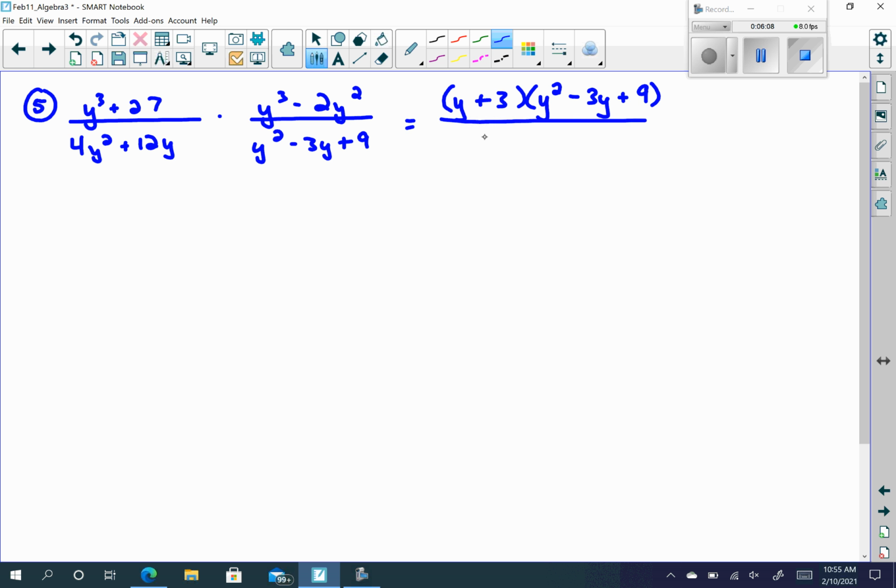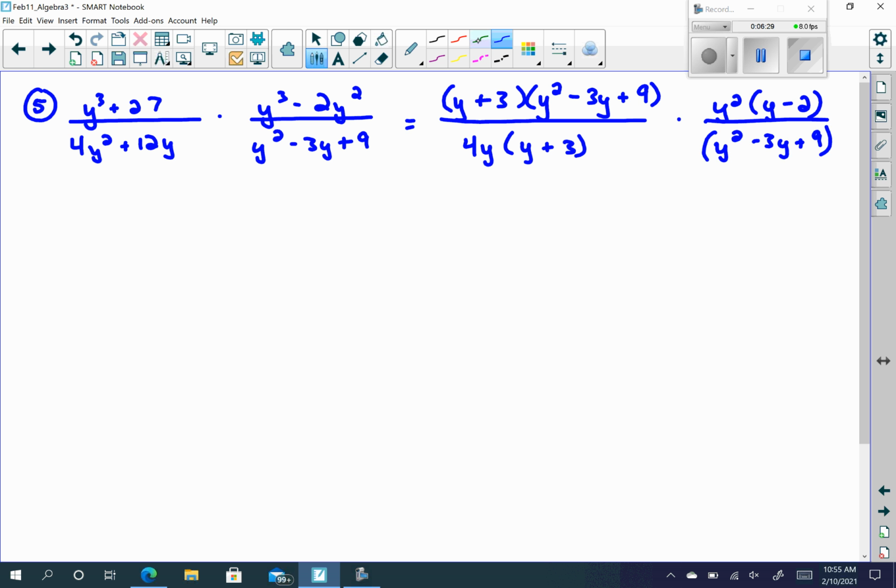GCF in my first denominator of 4y. What's left? A y plus 3. GCF in my second numerator of y squared. What's left? Y minus 2. And then notice, my denominator over here cannot factor, but it does match the trinomial from above. So I cannot factor that.